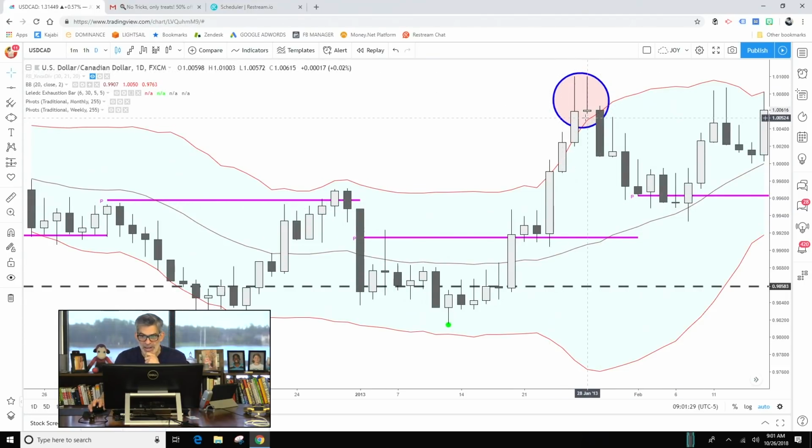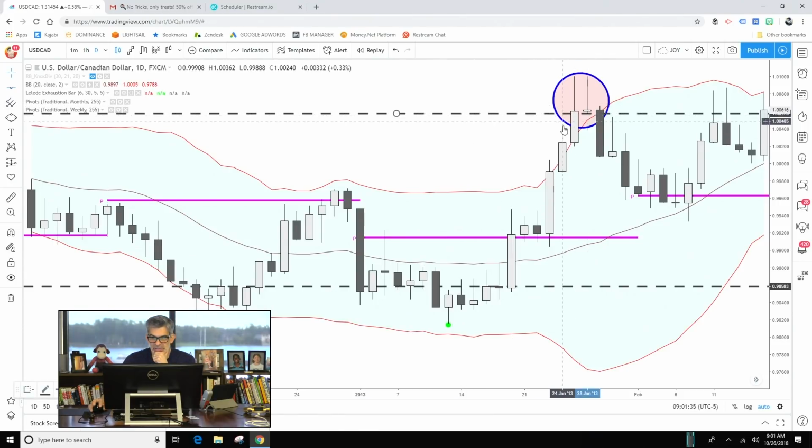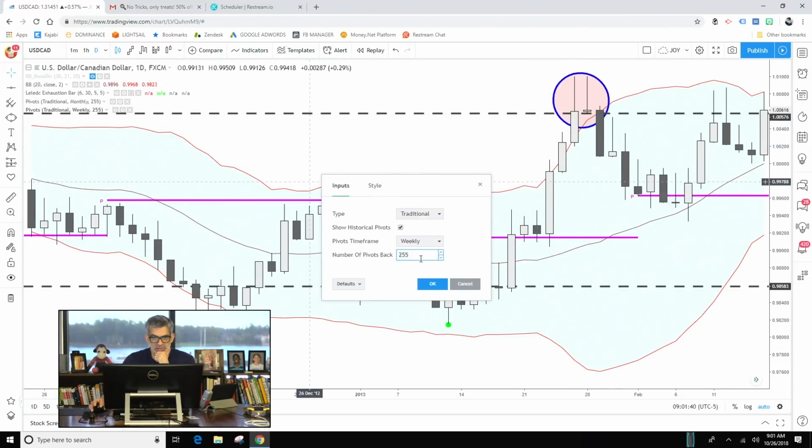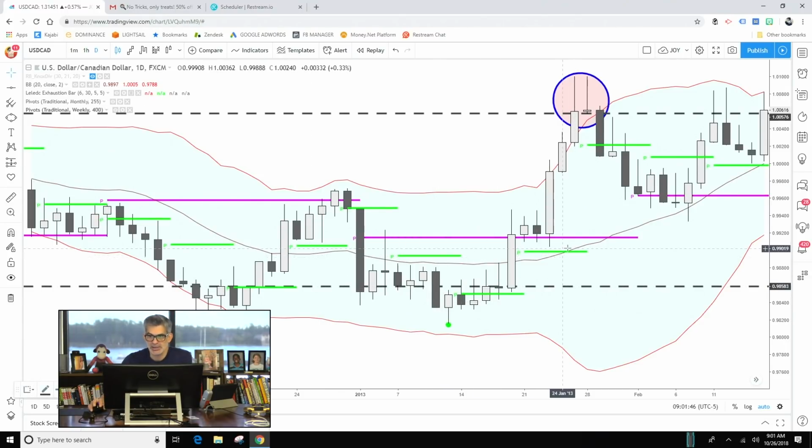Two entire candle bodies outside the bands. Enter below the lows of that candle. And let's see if we can pull up some weekly pivots. I don't know if we can go 400 back. Oh, we can. Okay, great. And our profit target could be the weekly pivot that was missed down there.